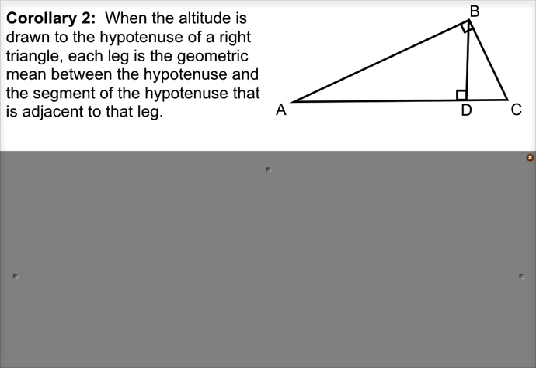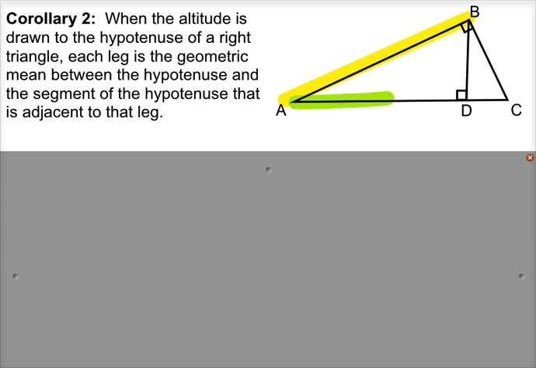Corollary 2. When the altitude is drawn to the hypotenuse of a right triangle, each leg is the geometric mean between the hypotenuse and the segment of the hypotenuse that is adjacent to that leg. So here's what this one is saying. This side is going to be the geometric mean between AD and the entire length of the bottom. Okay? Likewise, BC would be the geometric mean between DC and the entire bottom.